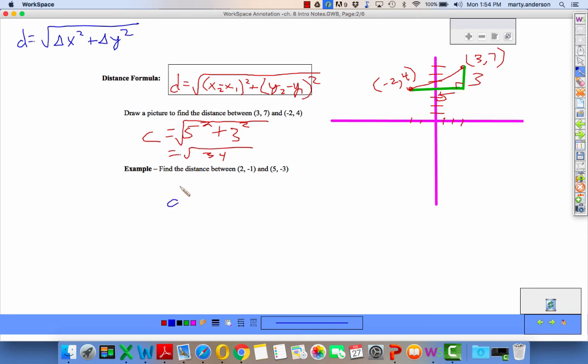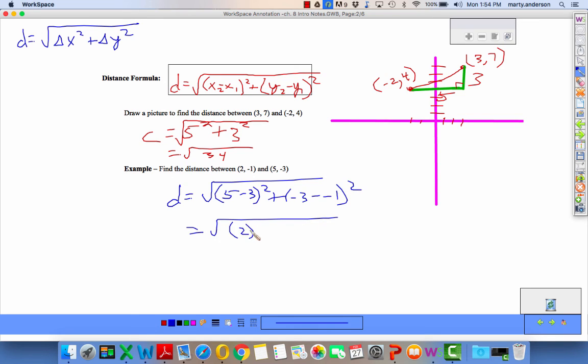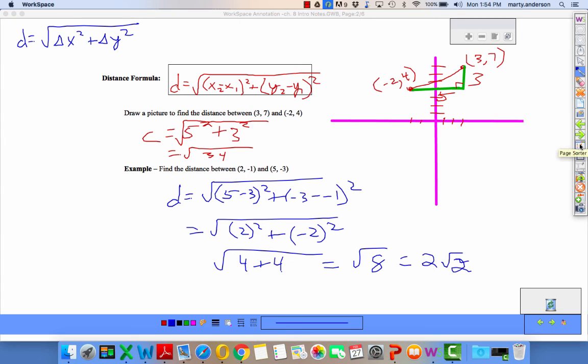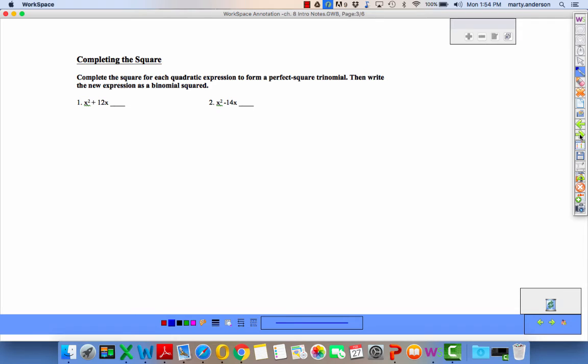If I was doing this problem down here, then substituting it into my formula, I have 5 minus 3 squared. Just got to watch your negatives. Negative 3 minus negative 1 squared, so this is going to be 2 squared plus negative 3 plus 1, negative 2 squared, which will be 4 plus 4, which is the square root of 8, which is 2 square root of 2, and I could get the decimal equivalent if I so chose. So distance formula, another thing that you saw in your past.